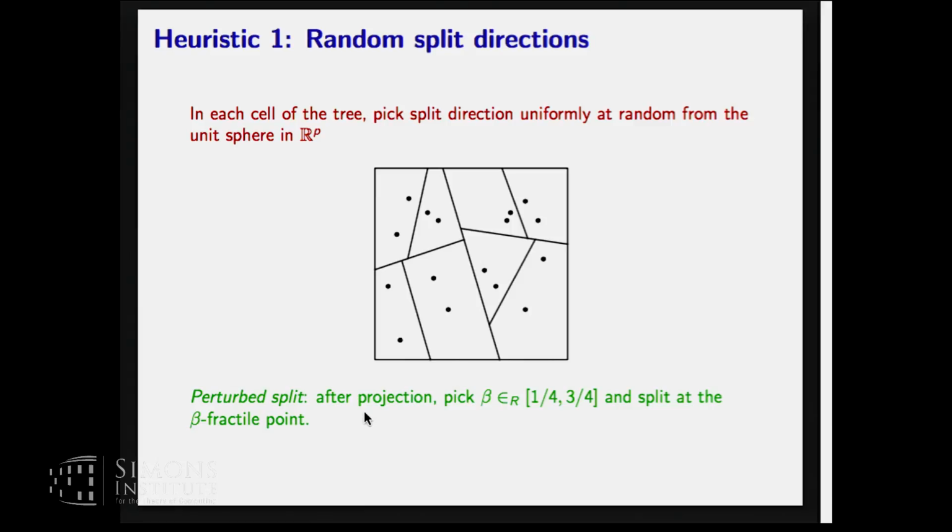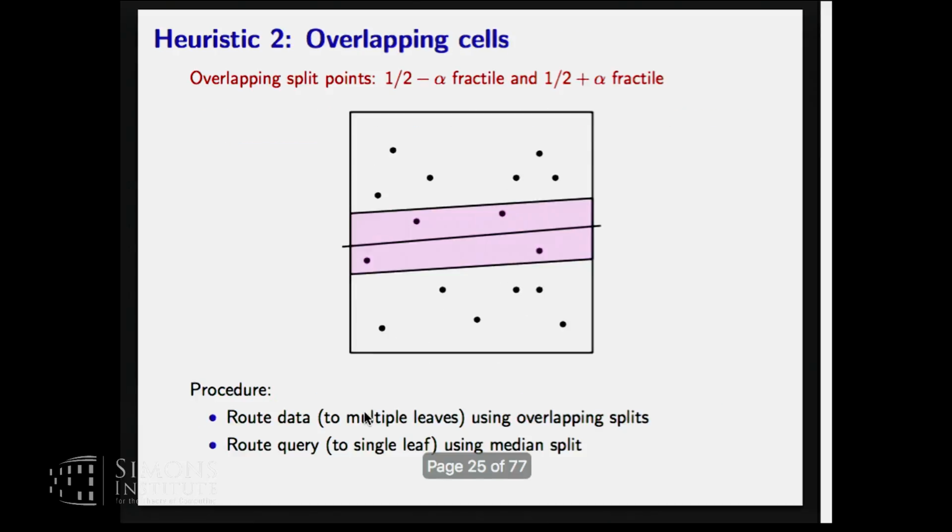So what are the two things that are going on? So the first is that you pick a direction uniformly at random from the unit sphere, and then you split at the median. We'll look at a slight variant of it, where instead of splitting at the median, you just pick a random percentile. So you say somewhere between the 25th percentile and the 75th percentile, pick a number at random, let's say 60, and split at the 60th percentile. The second thing is to have overlapping splits. So in other words, to have a buffer zone in the middle where the points go both ways.